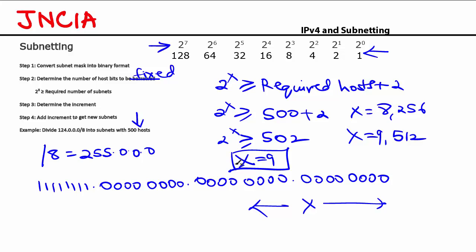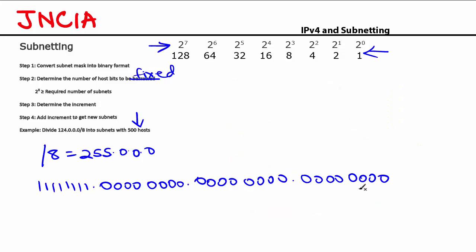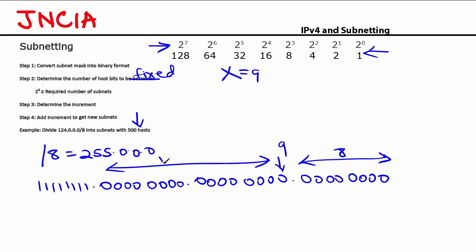So we now need to fix 9 bits as host bits. Let me clear the board for a second. Alright, so we determined that x is equal to 9, and we need to fix the last 9 bits as host bits. The last octet has 8 bits, and then we have one more bit, which is the 9th bit, that needs to be fixed as host bits. The remaining bits can now be converted into network bits.